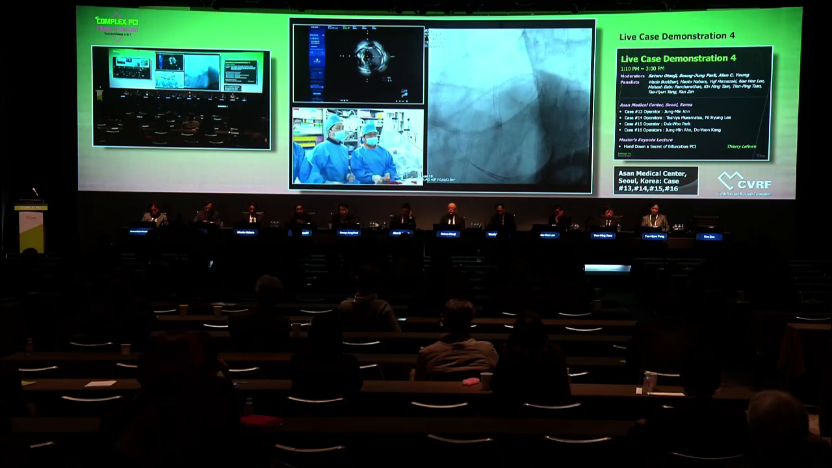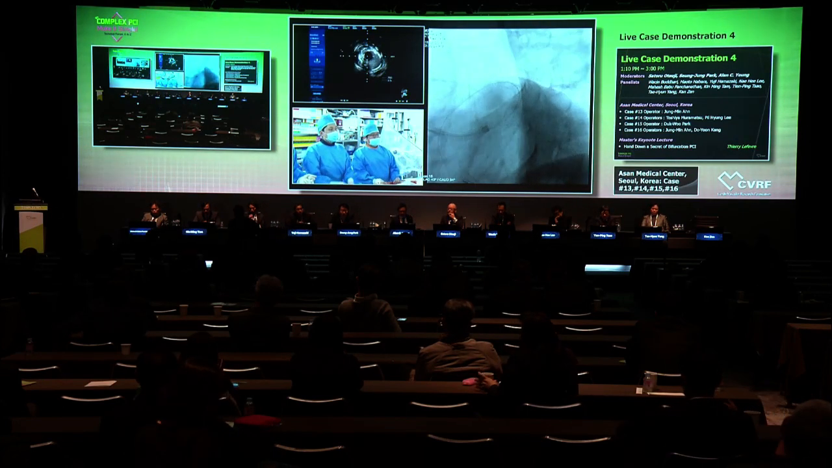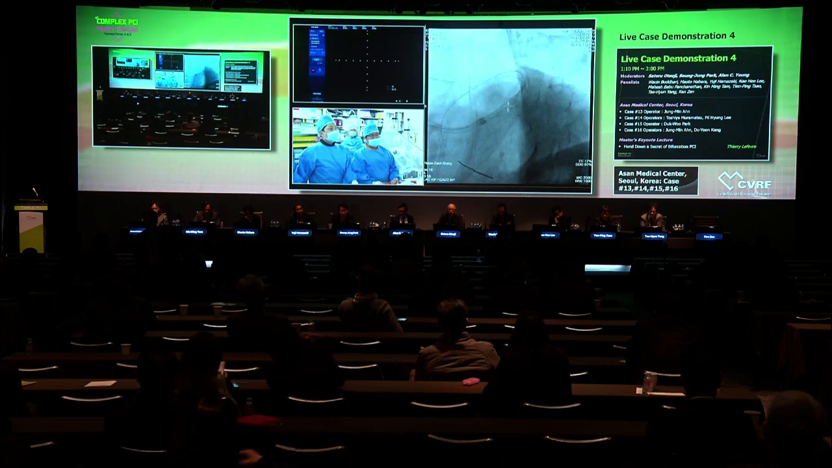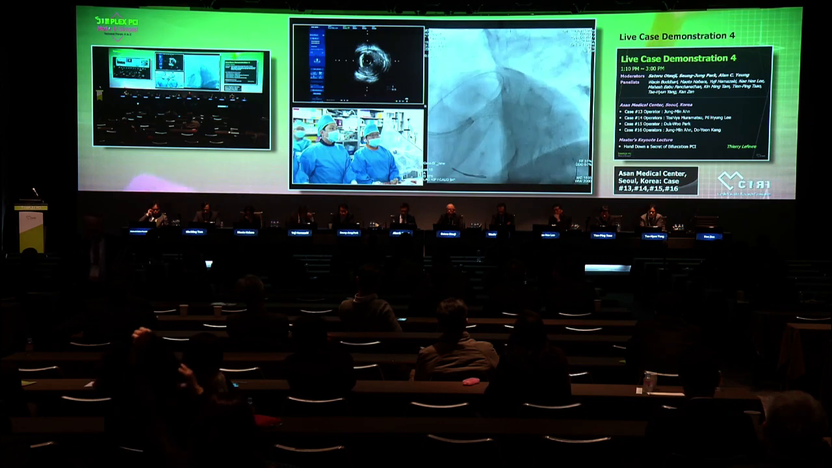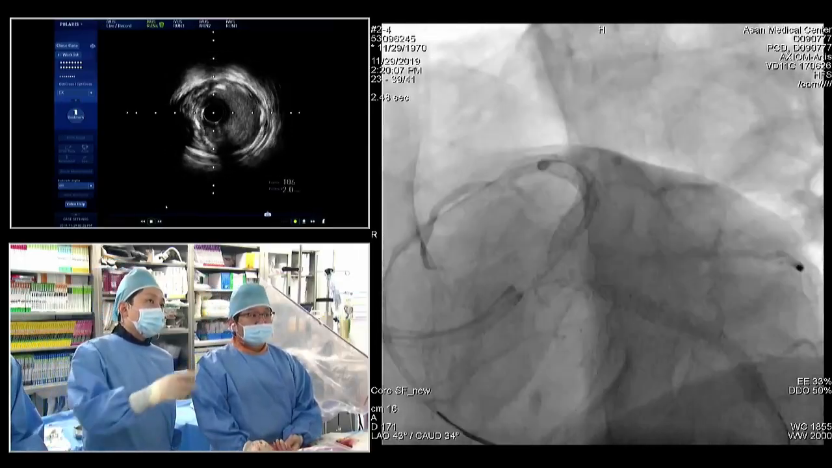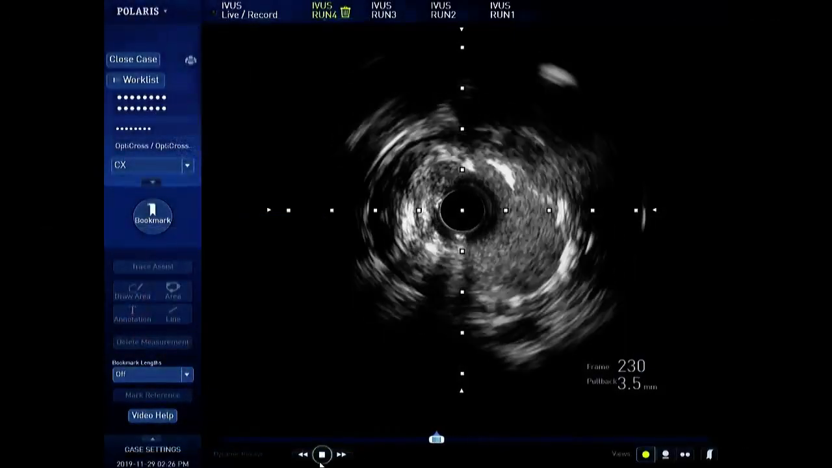I'm going to go back to Dr. An to show us your IVUS and your final result. Circumflex IVUS, okay. Dr. An, could you show us the circumflex run, please? This is a circumflex pullback. Yes, this is a pullback from circumflex, and the stent is well expanded up to 3.25 or more.